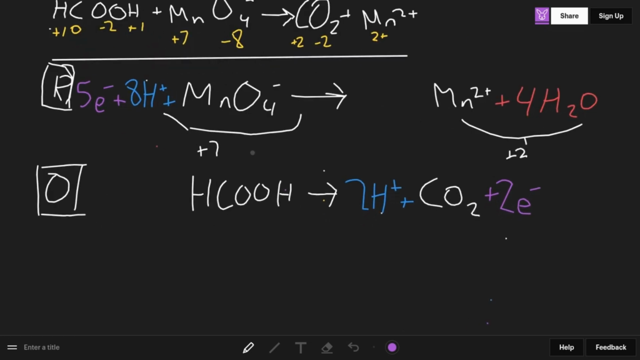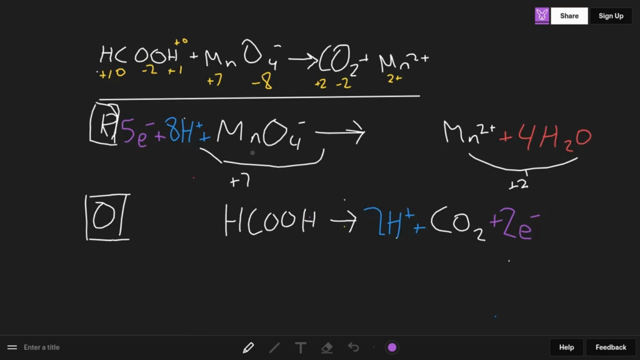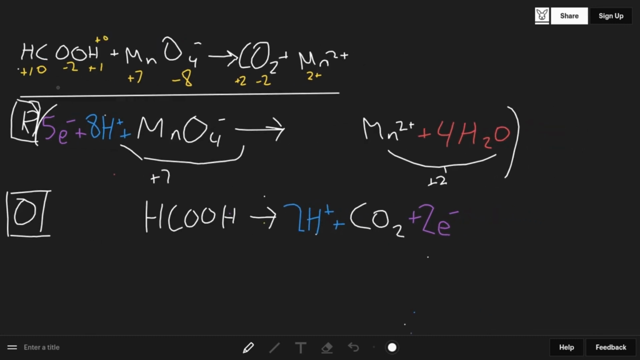Now we're gonna multiply the reactions so that the electrons will cancel, which is what we want. So the reduction half reaction will be multiplied by 2, since we have 5 and 2, right? The smallest number that we can get for both of them is 10. So we'll multiply 5 by 2 to get 10, and we'll multiply 2 by 5 to get 10.